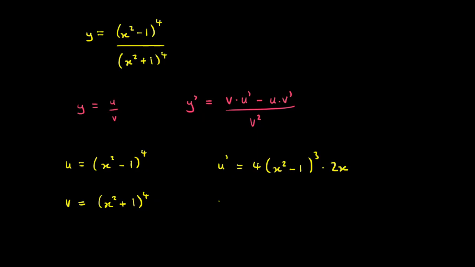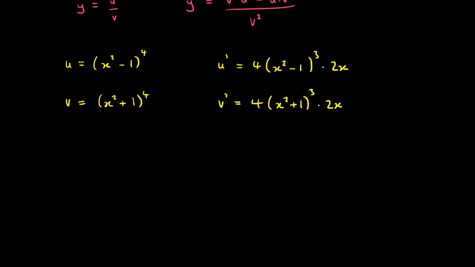I'm going to do the same thing with v. If I differentiate v, again I've got a chain rule, because the function x squared plus 1 is inside of the function x to the 4. So I differentiate that big bracket first, the function on the outside, so 4 bracket to the power of 3. And then I take that x squared plus 1, the function on the inside, I differentiate it, I get 2x, and I multiply through by 2x.